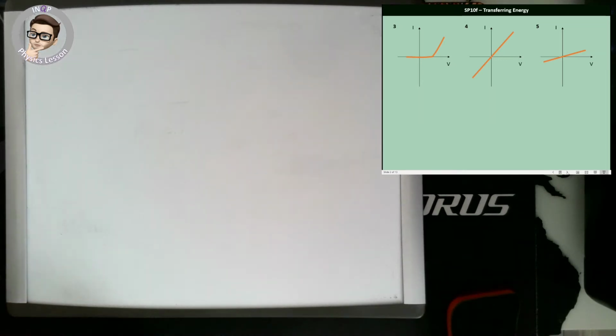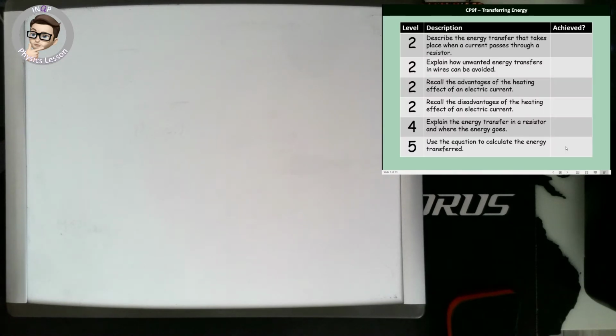Right, so we'll move on to today's session, which is all about transferring energy. We need to be able to do these 6 different things by the end of the lesson. We need to be able to describe the energy transfer, explain how unwanted energy transfers in wires can be avoided, recall the advantage of heating effect, recall the disadvantage of heating effect, explain the energy transfer in a resistor and where the energy goes, and use the equation to calculate the energy transferred.